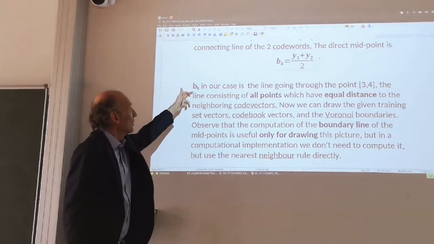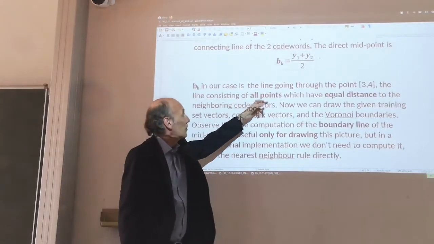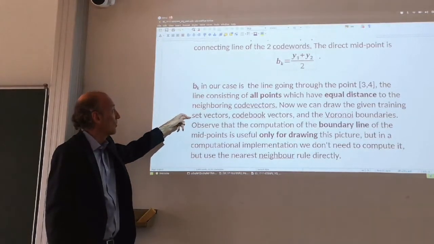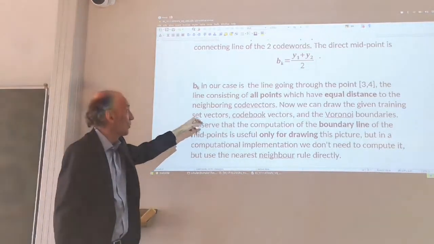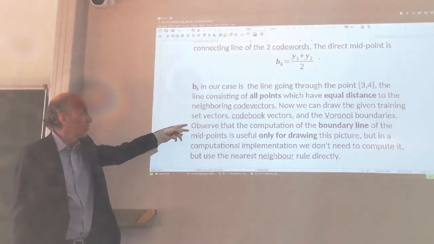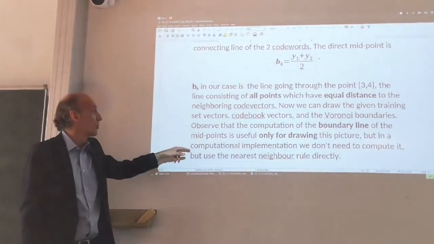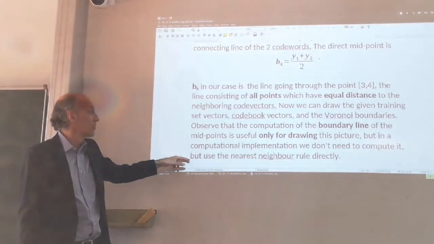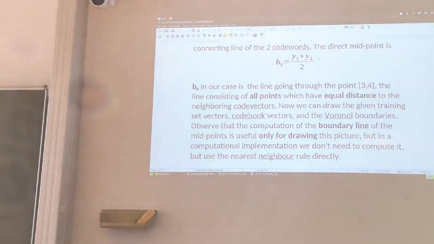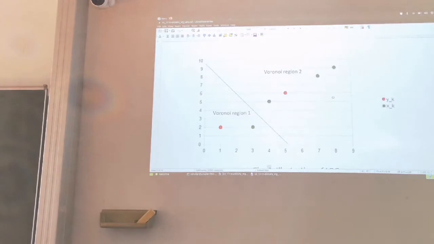So vk in our case is the line going through the point 3,4, the line consisting of all points which have equal distance to the neighboring codebooks. So now we can draw the given training set vectors, codebook vectors, and the Voronoi boundaries. Observe that the computation of the boundary line of the midpoints is useful only for drawing this picture, but in the implementation we don't need to compute it, but use the nearest neighbor rule directly. So it's basically used for drawing. So here you can see the resulting picture.